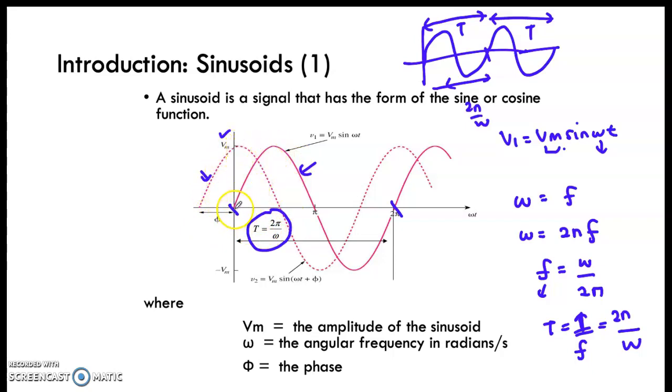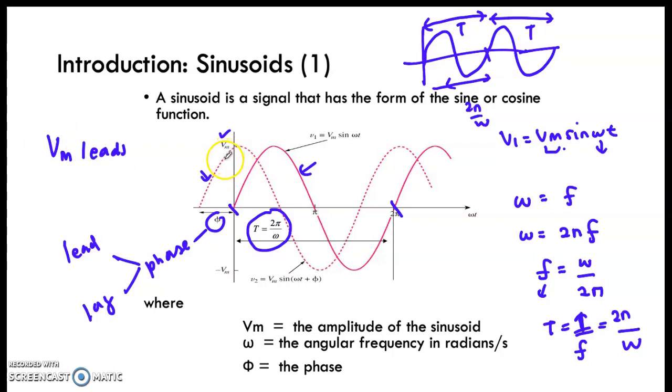Now V1 starts at 0. Now Vm is a bit earlier by having what we call here the phase. So this goes to the words that we call lead and lag. If you compare Vm and V1, which one is leading? Vm leads because Vm comes out earlier, and then comes V1. So Vm leads V1 by theta.